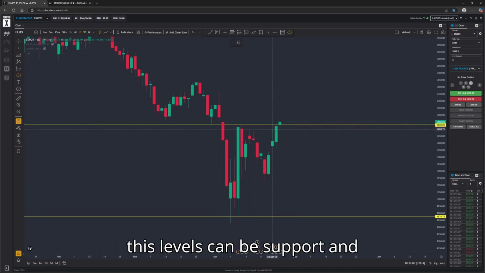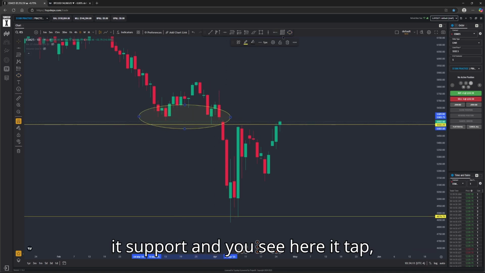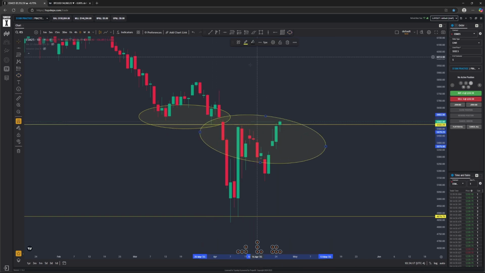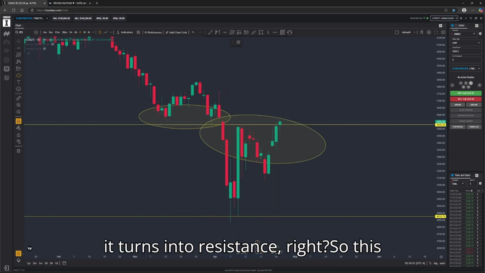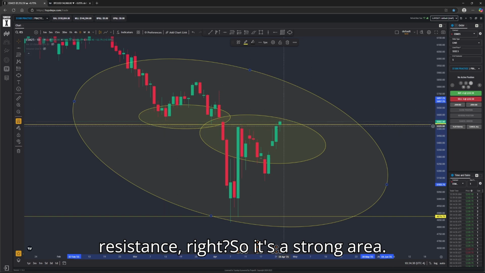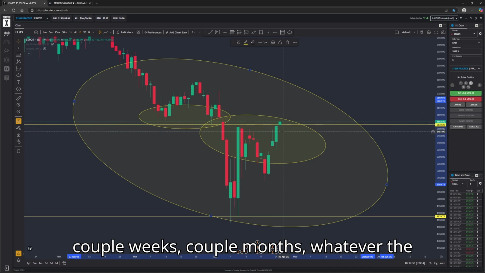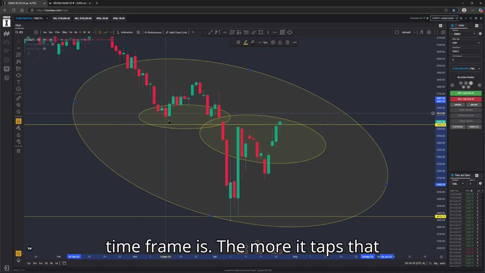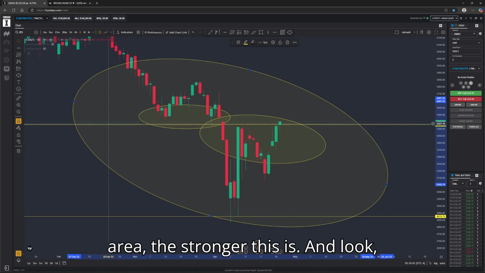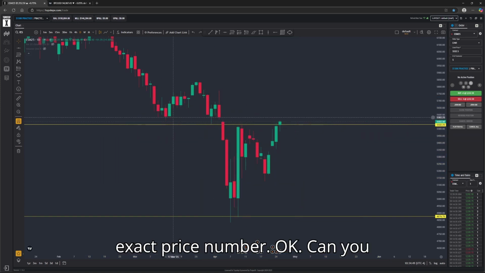These levels can be support and resistance. When you see it tap here, it's support, and when it taps here, it turns into resistance. So this area is support and resistance, which makes it a strong area. It took a couple days, a couple weeks, a couple months, whatever the time frame is. The more it taps that area, the stronger it is. And look, it's not an exact price number.